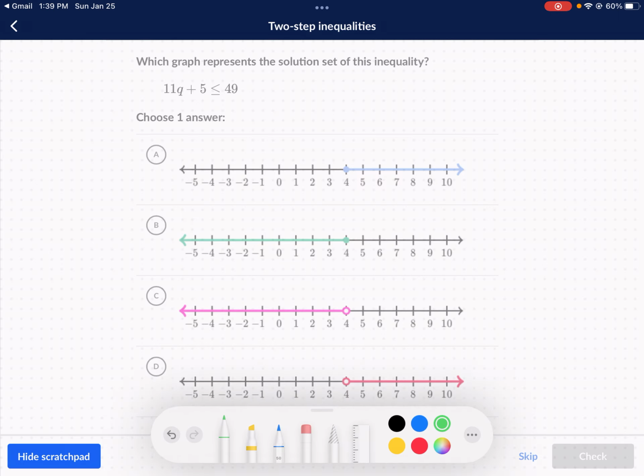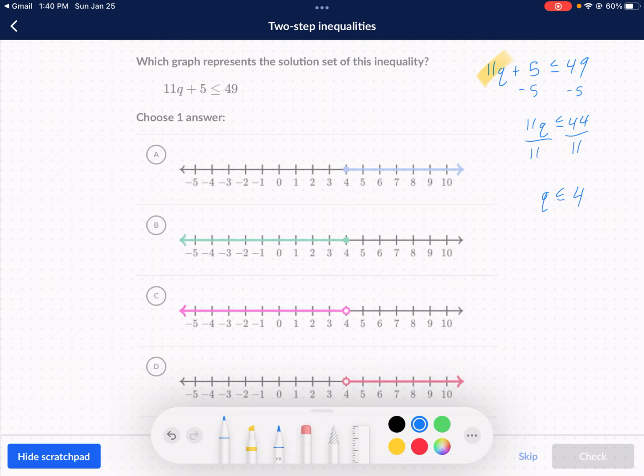Again, we have a very similar one, so I'm going to go a little bit quicker now. We have 11Q. I already know we're not going to flip the sign here because there's no negative sign in front of this variable. If there is a negative sign in front of the variable, that's how you know you're going to flip the sign. If there's not, you're not going to flip it. So I'm going to subtract 5, and I get 11Q is less than or equal to 44. This is going to work out nicely. I divide by 11, and I get Q is less than or equal to 4.